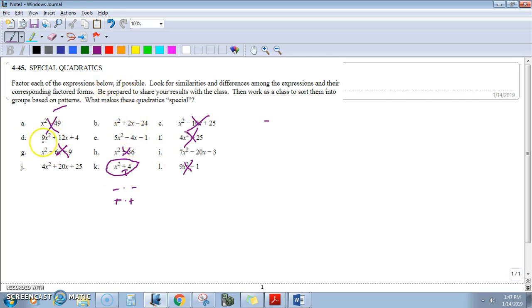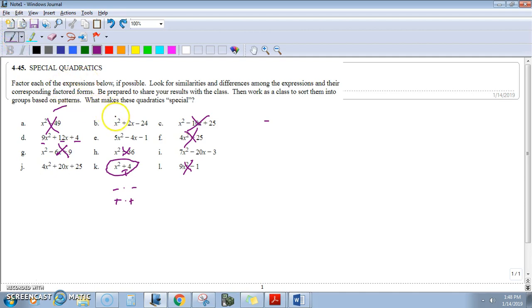What else I was looking for was somewhere where I could factor out if something was divisible by the same number, somewhere I can factor that out, but I don't see that. 9, 12, and 4 don't have a common factor. 4, 20, 25 do not have a common factor.